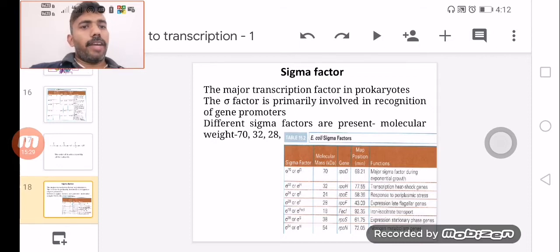So the sigma factor which is present at all times, or as a housekeeping sigma factor present in bacterial system, is what we call sigma 70, and the 70 represents the molecular weight. And based on that, again, we have different types of sigma factors like sigma 70, sigma 32, sigma 28, sigma 54, etc. So each of these sigma factors is associated with different functions also.